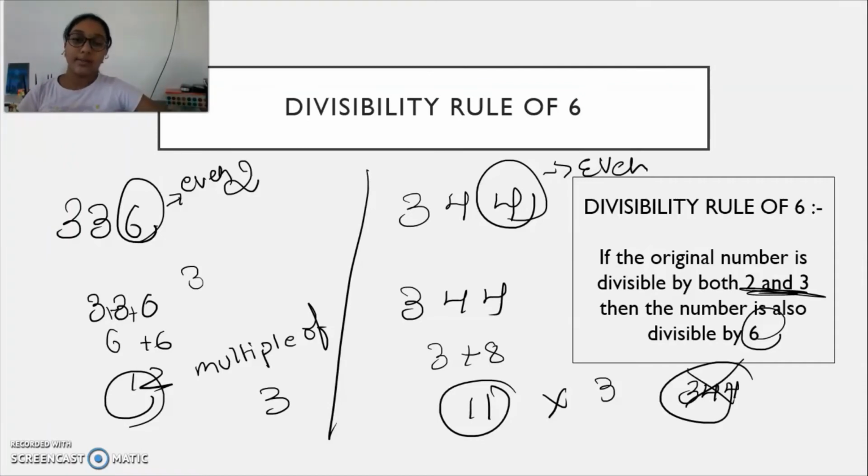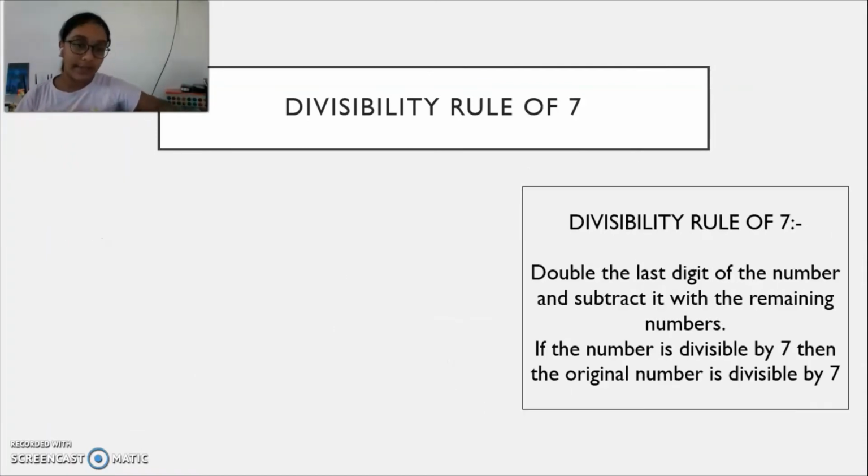So let's move on to the divisibility rule of 7. Double the last digit of the number and subtract it from the remaining numbers. If the result is divisible by 7, then the original number is divisible by 7. Now, let's take the example of 455. So, how do you do it?